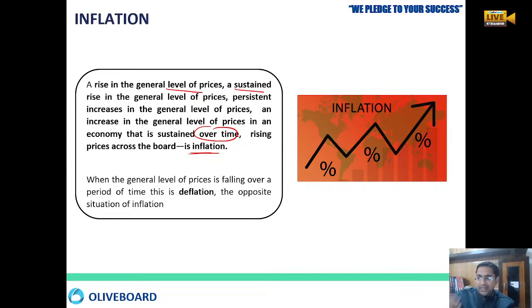The opposite of inflation is deflation. Whenever the prices are falling, it is called deflation, and we say that we are moving into a recessionary period. Recession में हम लोग जाएंगे.